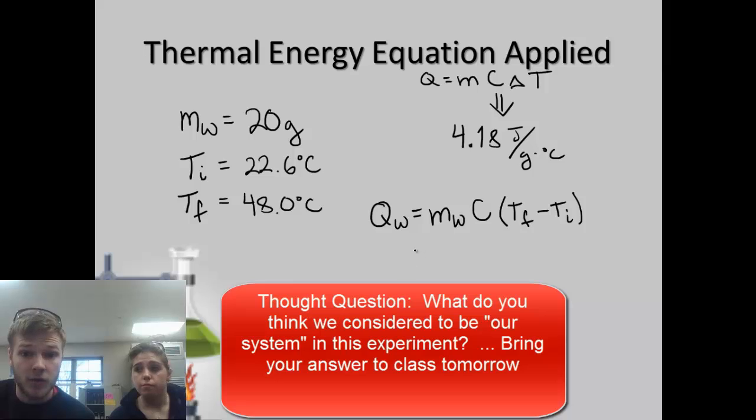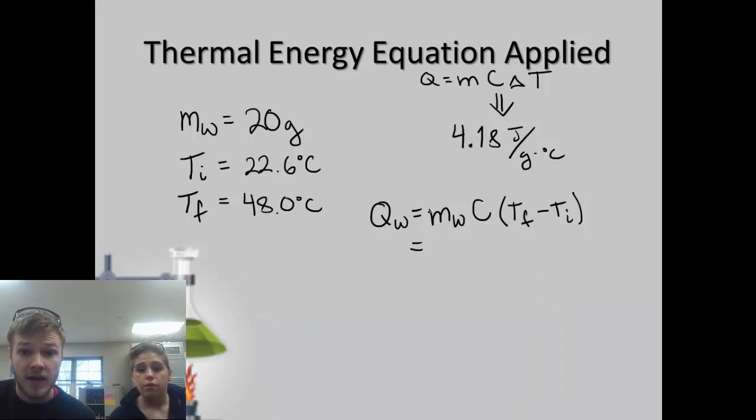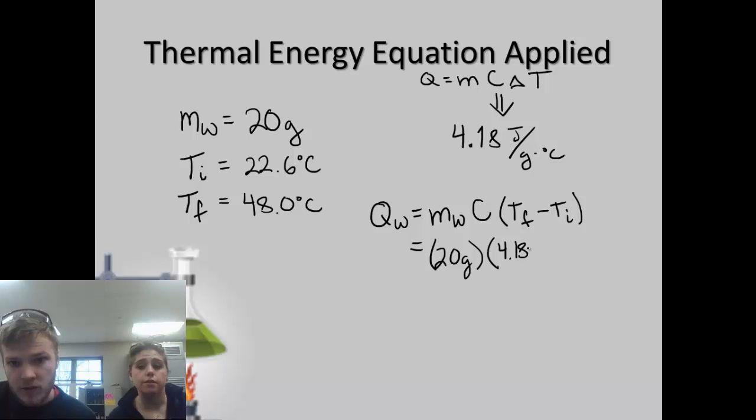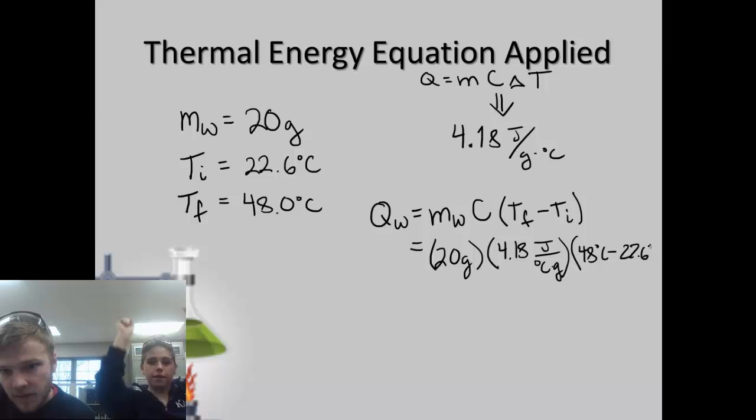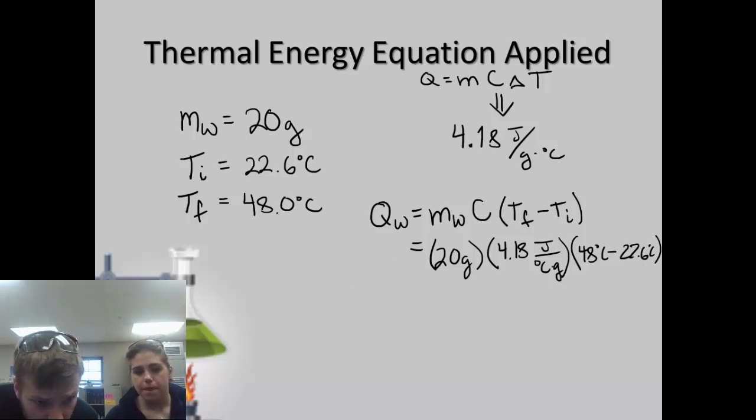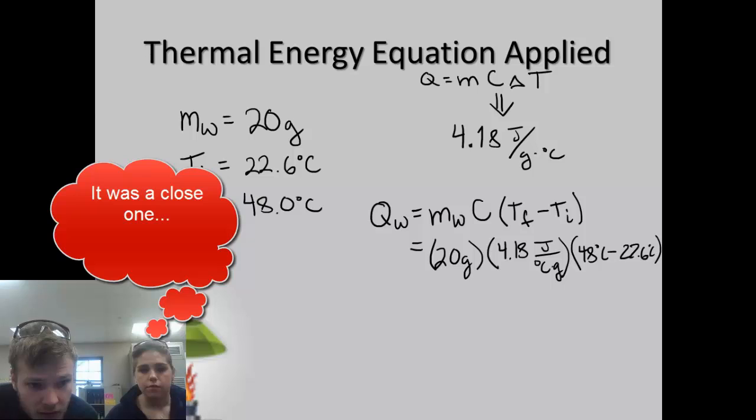We're just writing out all the little baby steps. All we're going to do is plug in. Mass of water equaled 20 grams, and our heat capacity of water, 4.18 joules per gram degrees Celsius. Always important to write your units. That way you know that everything cancels. Temperature final, 48, minus 22.6 degrees C. Let's get ready to cancel.